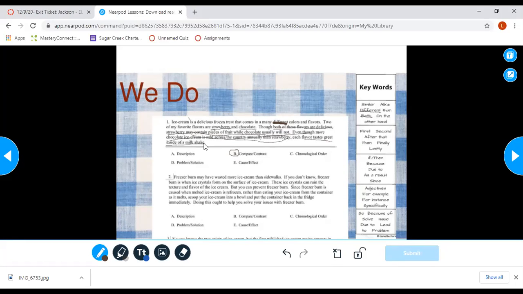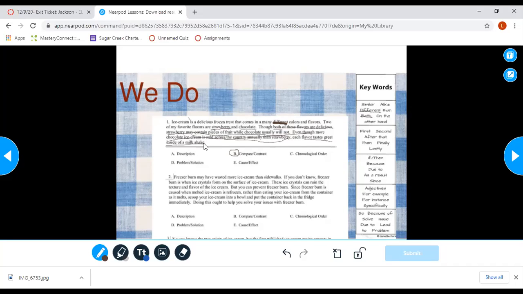So now I want you to do number 2 before you go to your you do. I want you to do number 2. Freezer burn may have wasted more ice cream than sidewalks. If you don't know, freezer burn is when ice crystals form on the surface of ice cream. These ice crystals can ruin the texture and flavor of the ice cream, but you can prevent freezer burn.